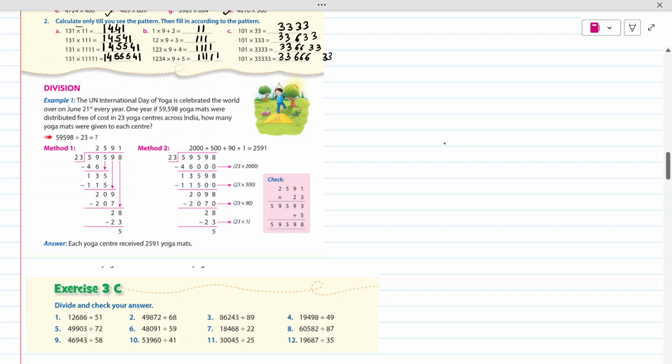Hello kids, in today's class we are going to start with the new topic, division, and we have already learned division in the lower grades. Okay, so let's start with the topic.